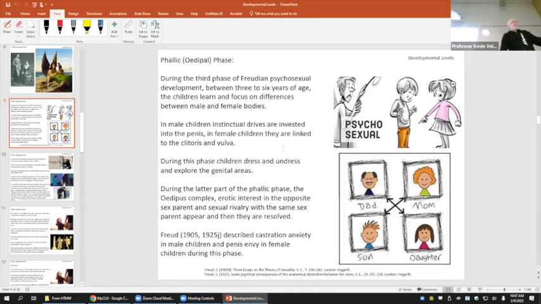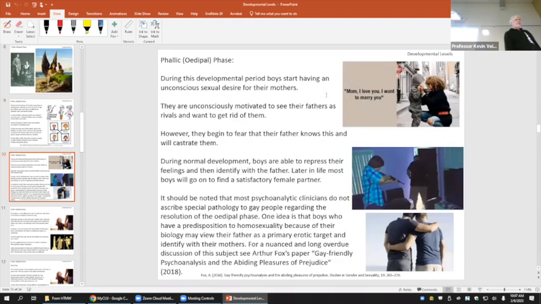I talked about the latter part of the phallic phase, the Oedipal complex already. Erotic interest in the opposite sex parent and sexual rivalry with the same sex parent appear and hopefully are resolved. Okay. Before, I went a lot into this. I think I talked about all this stuff.